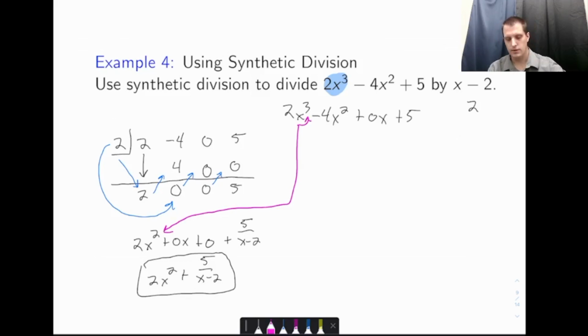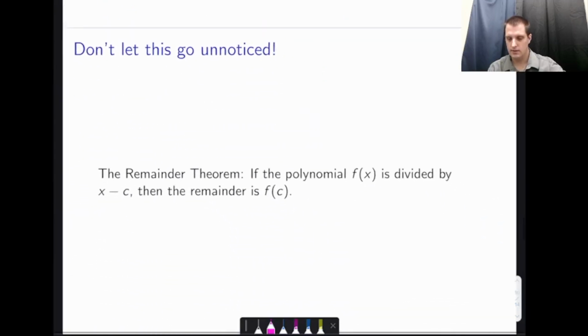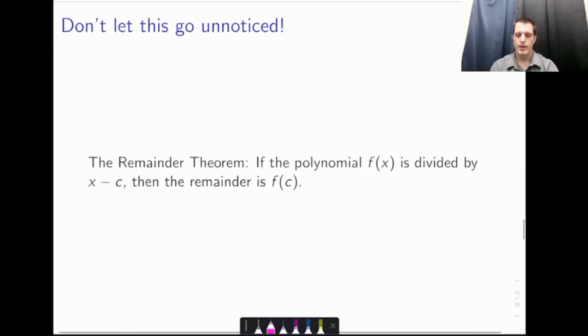Okay, don't let this go unnoticed. What are we not noticing here? The remainder theorem. If a polynomial function f of x is divided by x minus c, then the remainder is f of c. Okay, here is our remainder theorem. Super easy. We're going to be done with this in like 10 minutes. No, less than that. Okay.